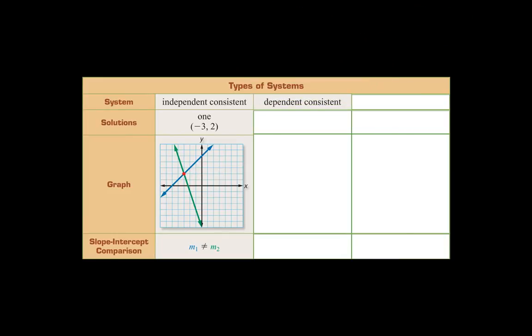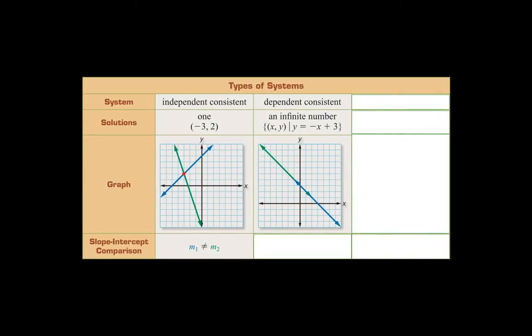A system could be dependent and consistent if you have an infinite number of solutions. That happens when your 2 equations are actually one and the same. It's called dependent because the lines are really the same line and consistent because there are solutions. They do agree. And you'll know that they are dependent and consistent if written in slope-intercept form, because the slopes will be the same and the y-intercepts will be the same.